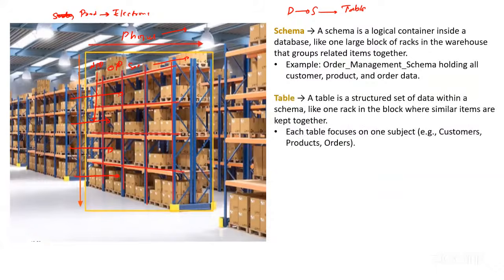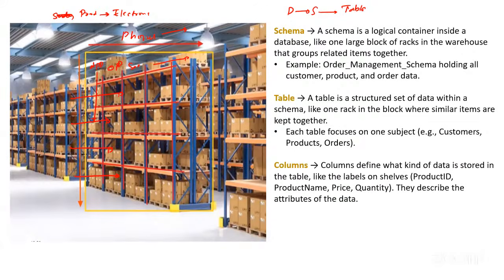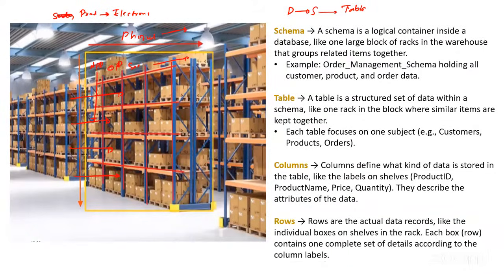Now, what is a table? It is where you structurally organize your data in the form of columns and rows. Columns define what kind of data you are storing. For example, this is the product name, this is the product ID, this is the price, this is the quantity, what kind of product. And rows are nothing but the records you are keeping.